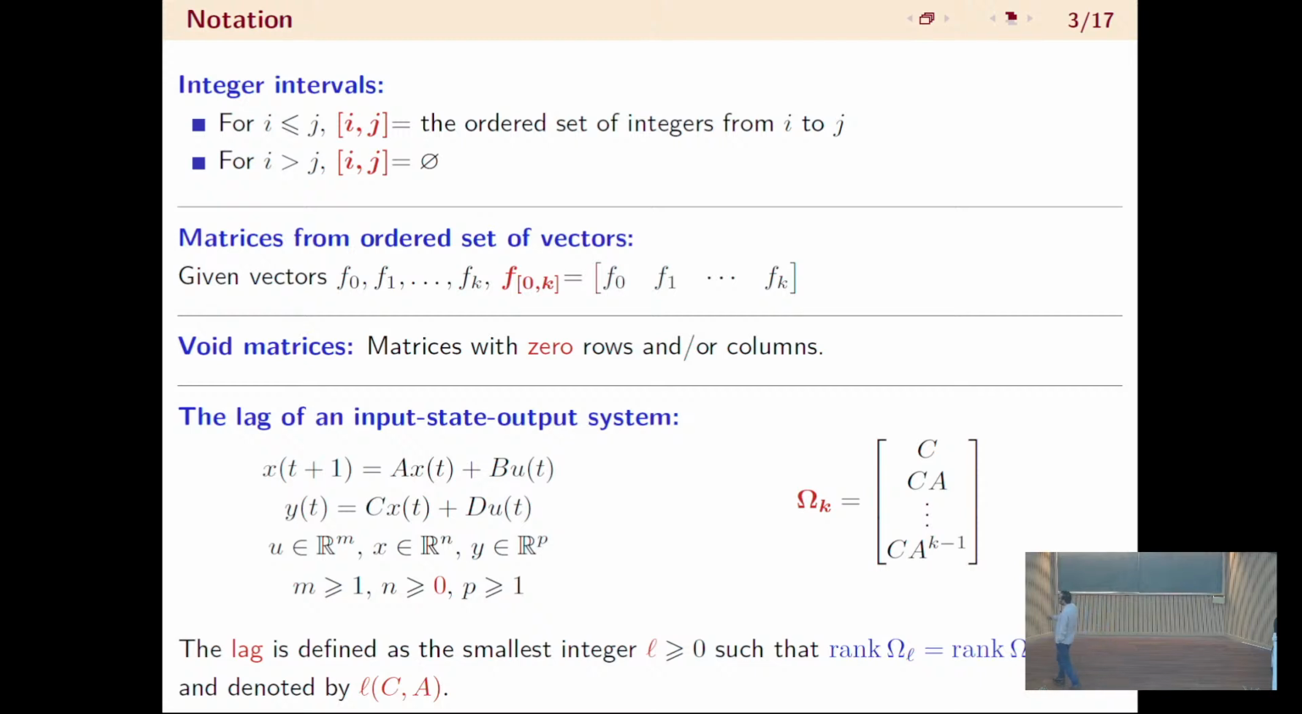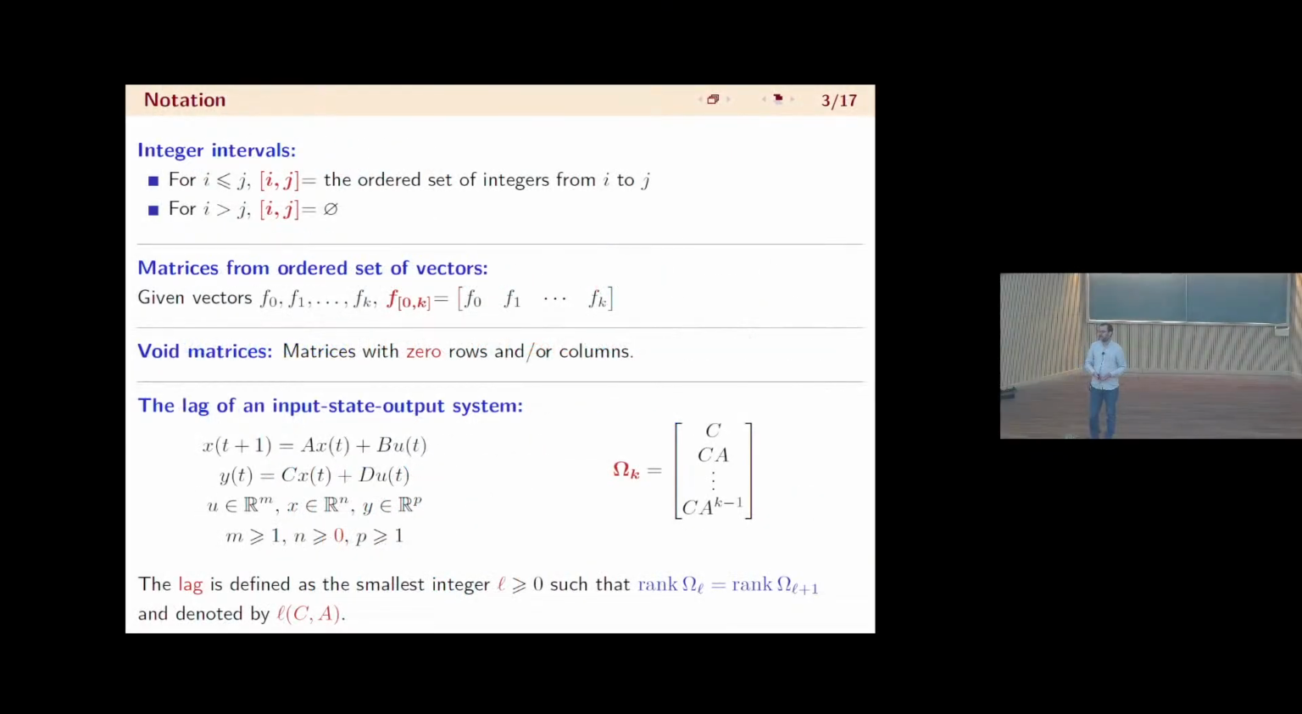Then the smallest integer L such that rank Omega_L and rank Omega_{L+1} are equal is going to be called the lag, and denoted by L(C,A) because it's a property of C and A only. So if I look at these matrices, of course, if I increase k, I basically add new rows, which means that the rank cannot decrease. As k increases, the rank increases, right? But the rank can be at most N. Therefore, at a certain point, rank of Omega_k and rank of Omega_{k+1} are going to be the same. And the smallest such k is the lag.